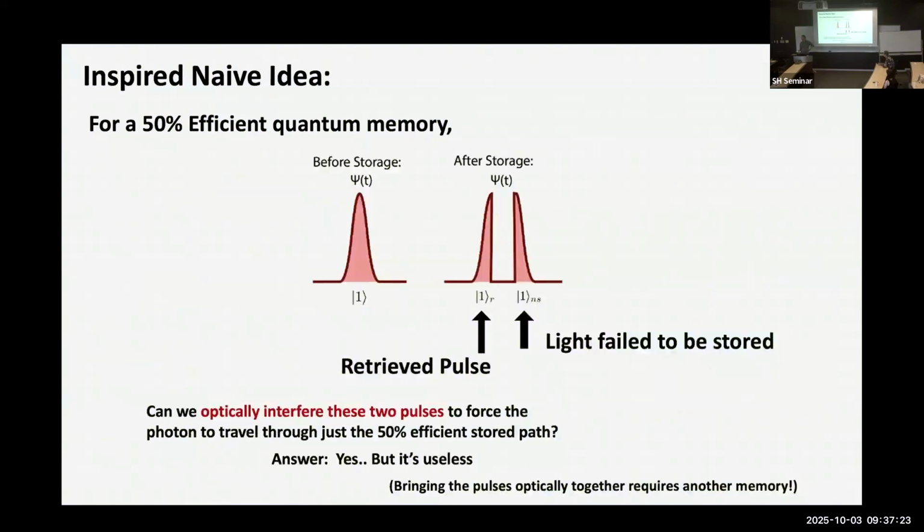The reason why it's bad, basically, is that in order to be able to interfere these two things optically, they're separated in time. So to be able to get them to interfere optically, you need to now get a quantum memory or some kind of delay to be able to bring them back to the same temporal space and interfere them. And the whole point of this was to create an efficient quantum memory, but you need an efficient quantum memory in order to be able to do this. So it doesn't work.